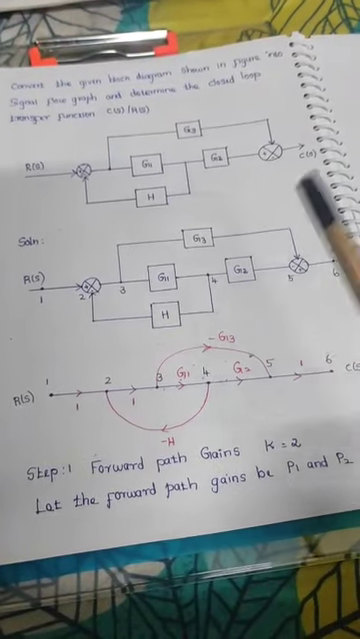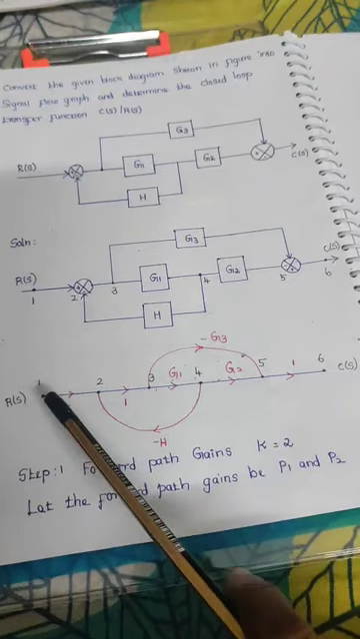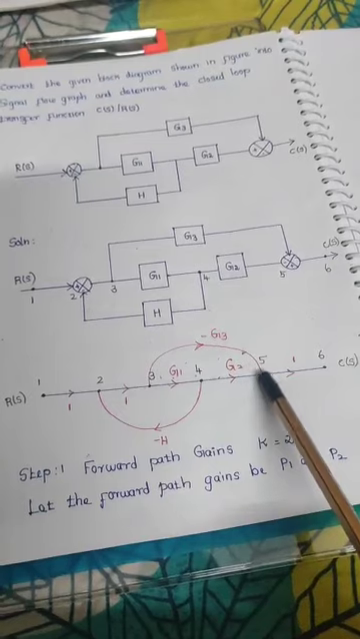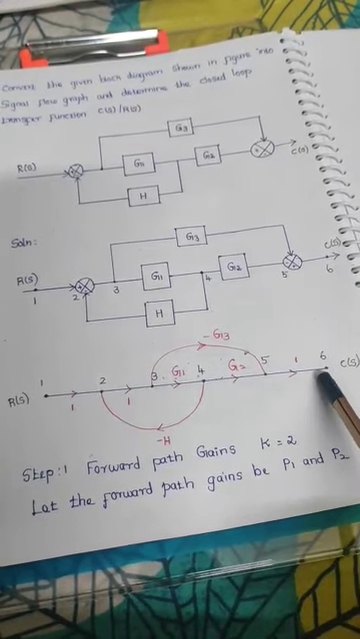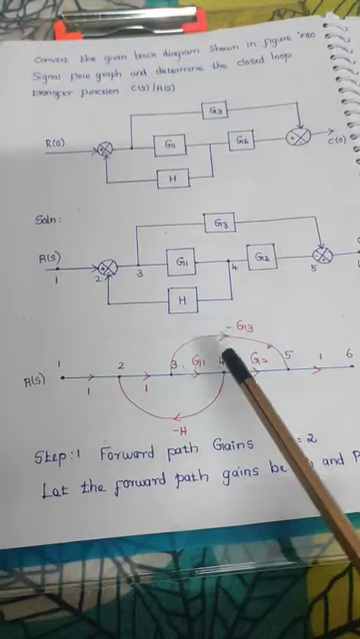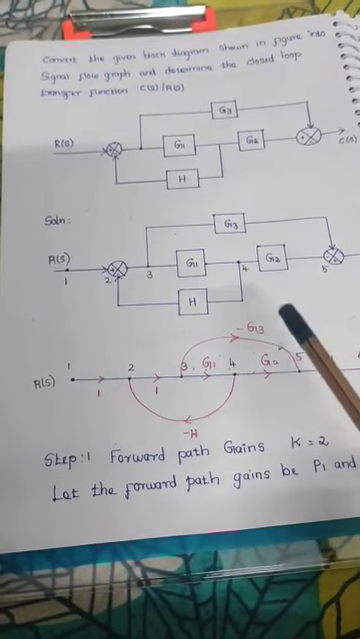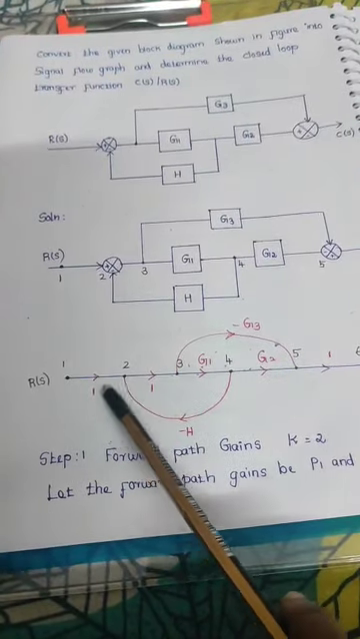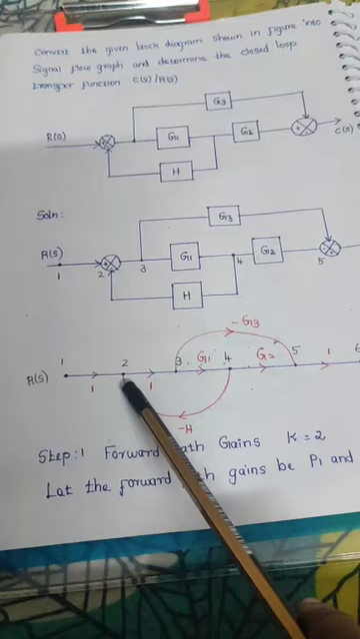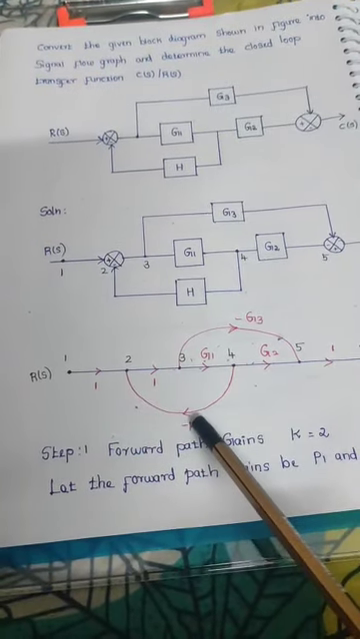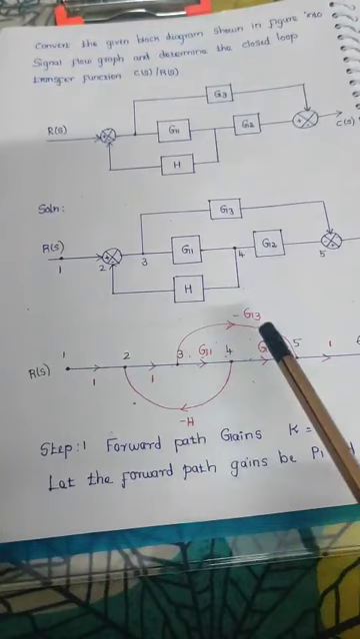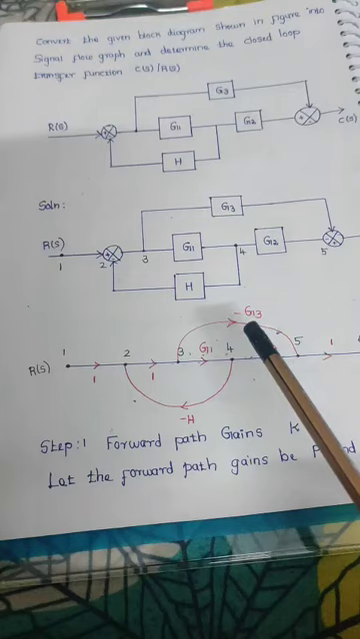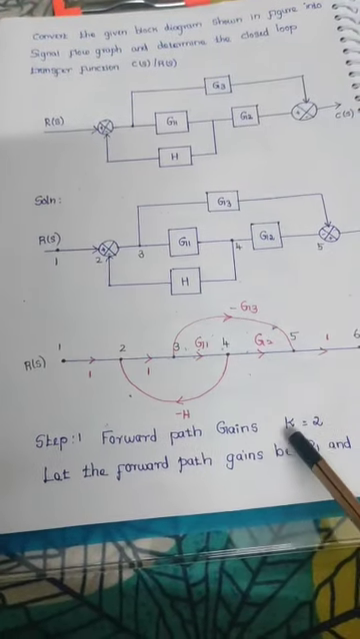Is there any other forward path? Check it. 1 to 2, 2 to 3, this is another path, 3 to 5 and 5 to 6. Here also the arrow is towards only, there is no backward. So this is also another forward path. Then if you are considering this way, 1 to 2, 2 to 4, but this arrow is backwards, so this is not a forward path. So in this problem, only 2 forward paths are there, so K is equal to 2.